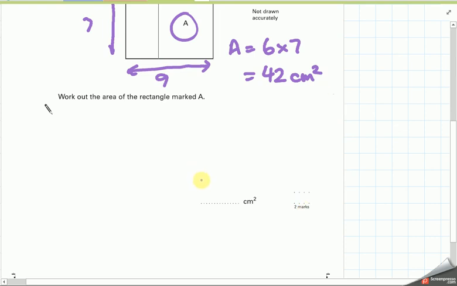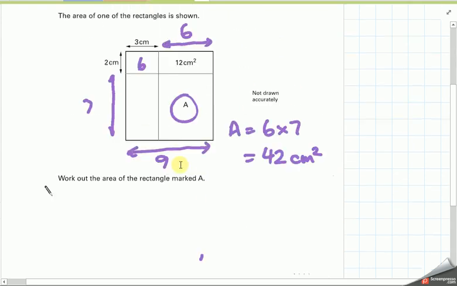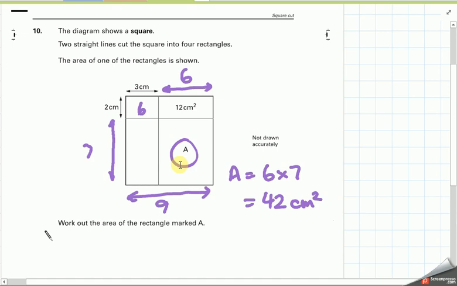Isn't that... Oh. They said it's a square, so it's 9 by 9. This is 7 tall, this is 6 tall. So the area marked A is 6 times 7, 42. Okay?